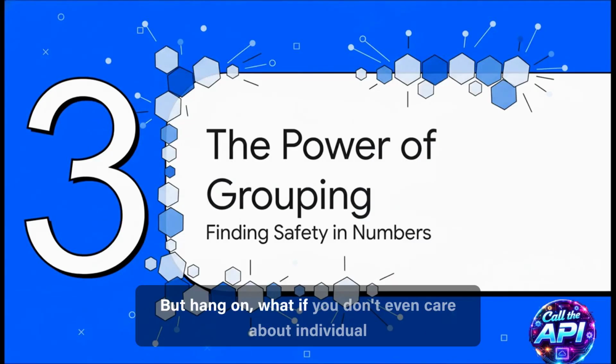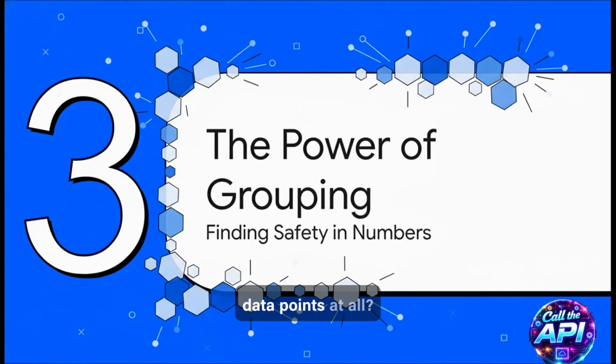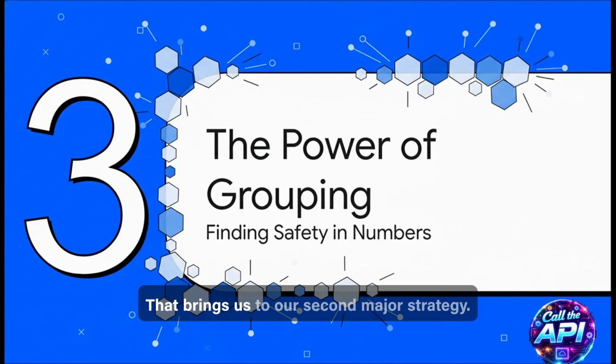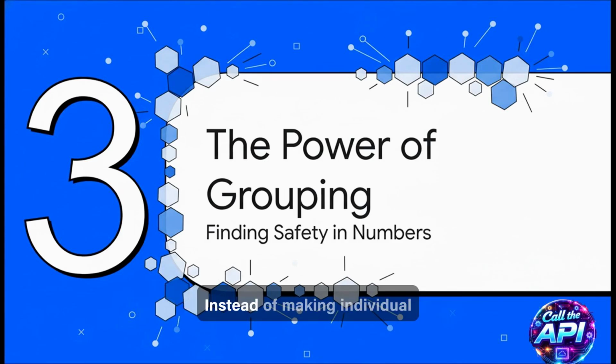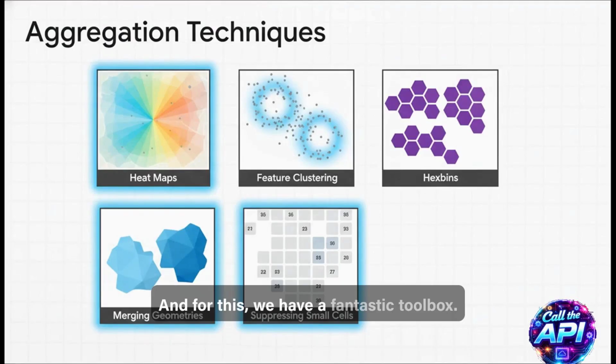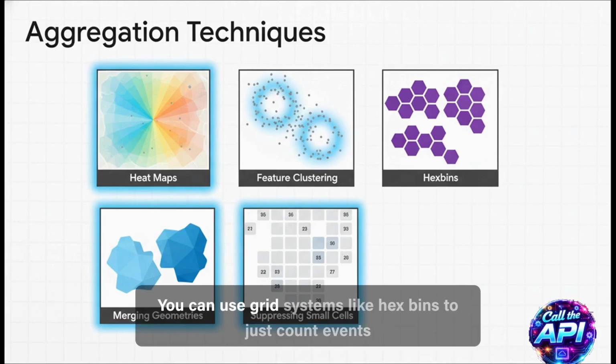But hang on, what if you don't even care about individual data points at all? That brings us to our second major strategy. Instead of making individual points fuzzy, we just get rid of them completely and find safety in numbers by grouping them together. And for this, we have a fantastic toolbox. You can use heat maps to show density, you can use grid systems like hexbins to just count events in an area without ever showing a single location.